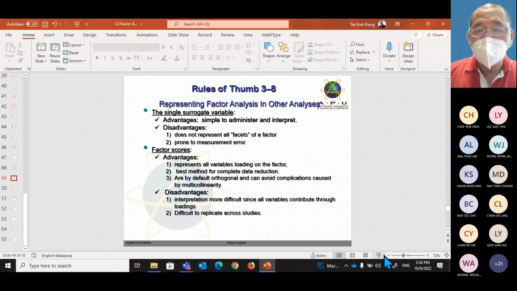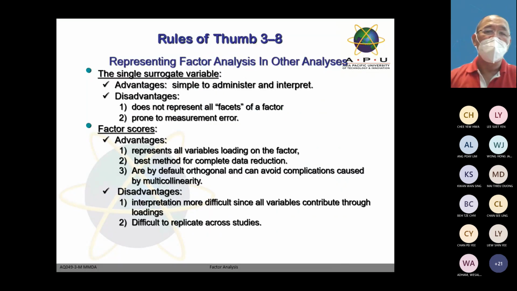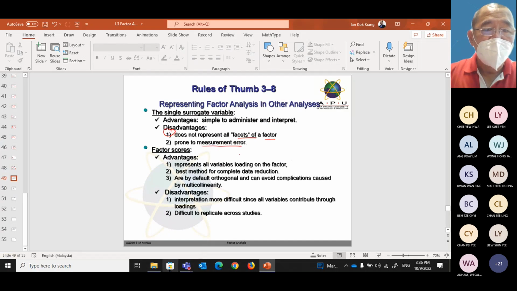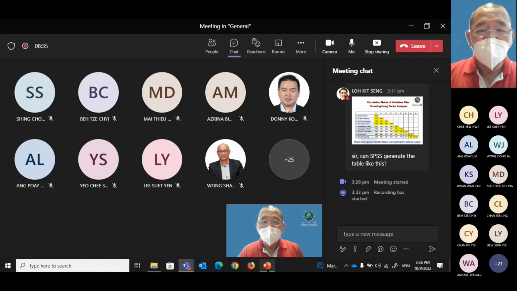But the disadvantage is that it does not represent all the facets of a factor. Let's say a factor has three variables, but we take only the highest loading, so it cannot represent all of them. Because of this, it is prone to measurement error. If no question, we see the second.